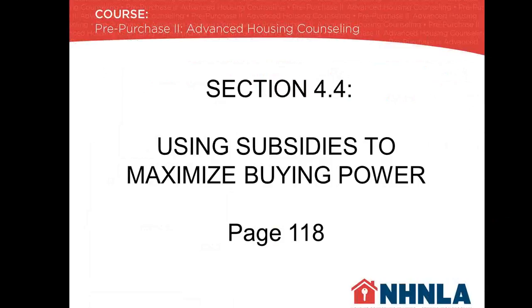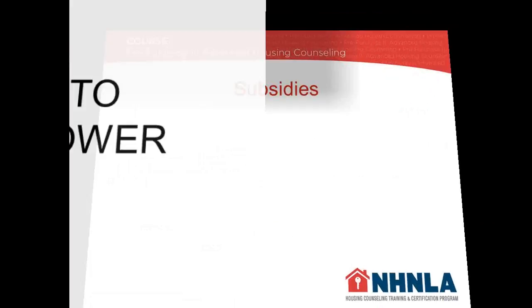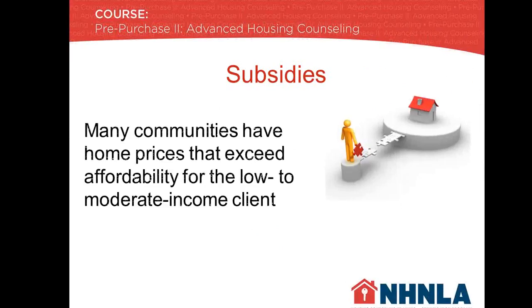Okay, the last section, section 4.4, is using subsidies to maximize buying power. This starts on page 118 of your manual. You'll find that the prices in many communities have exceeded affordability for many lower and moderate income members of our community. We've seen prices go up and wages have not.